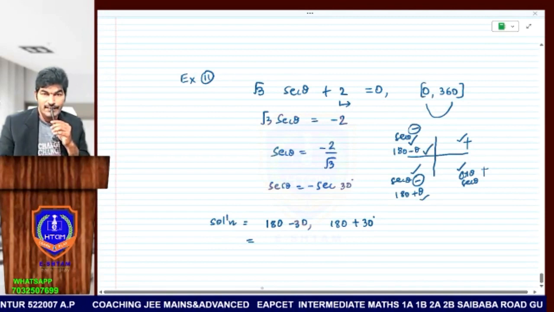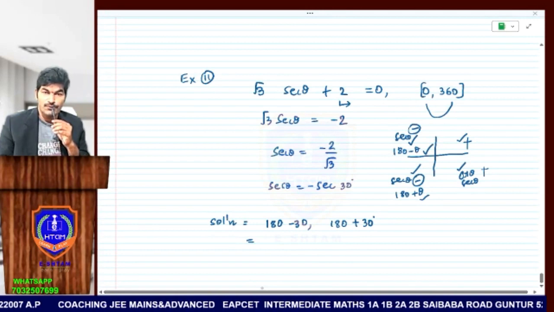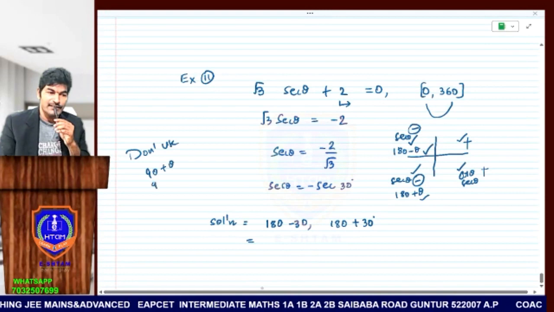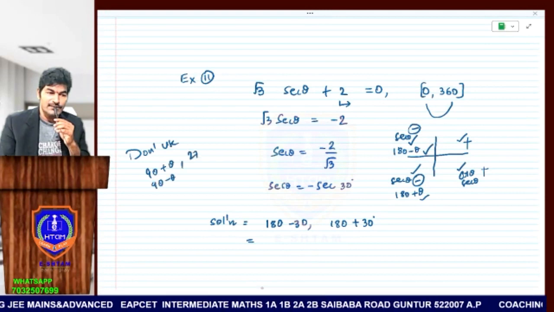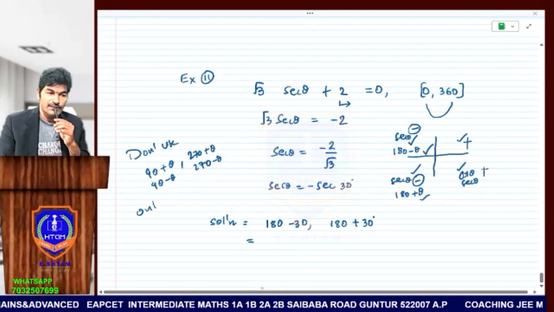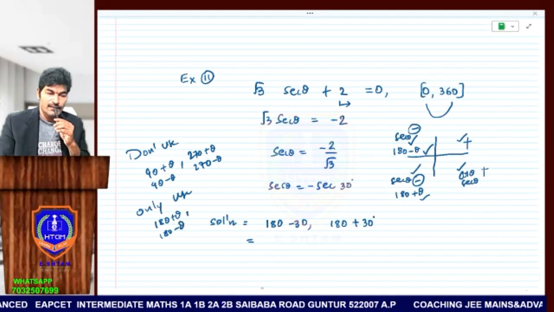Always you should use 180 plus, 180 minus, 360 plus, 360 minus. Don't use other angles, otherwise they will be converted. Don't use 90 plus theta, 90 minus theta, or 270 plus theta, 270 minus theta. Only you have to use 180 plus theta, 180 minus theta, 360 plus theta, and 360 minus theta.